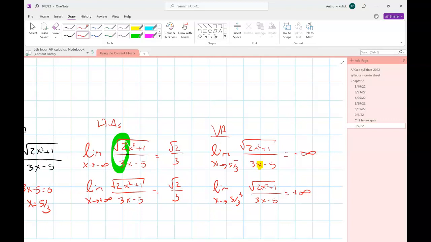And then likewise, if we're coming from the right, when I do 3x minus 5, that number will be very, very close to 0, but positive. So I have a regular positive number on top, a positive number close to 0 on bottom. That's going to give me positive infinity. Which again is what we needed to see to show a vertical asymptote. In fact, just one of these would be enough to get the vertical asymptote. You don't even need to do both.